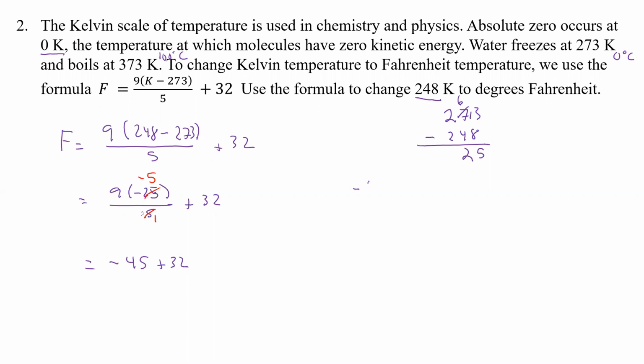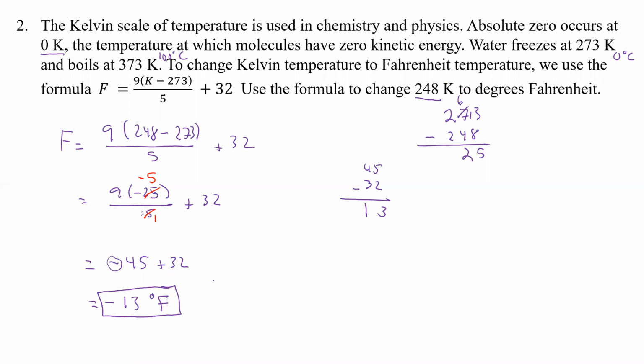Well, again, we're going to take 45 minus 32. 5 minus 2 is 3. 4 minus 3 is 1. And we take the sign of the larger, and so we get a negative 13 degrees Fahrenheit. Okay, and so that's the temperature of 248 Kelvin.